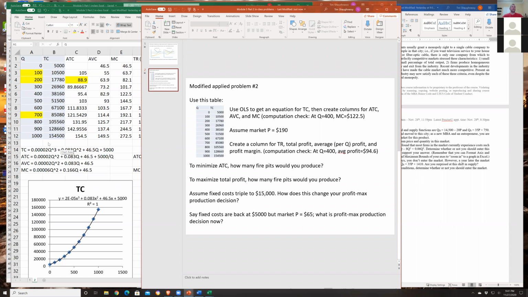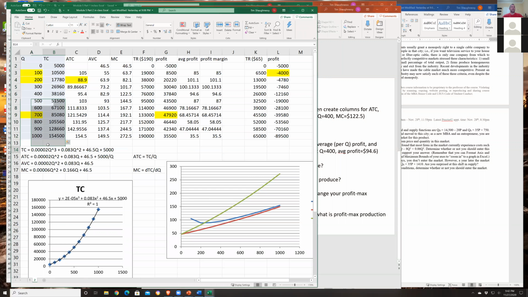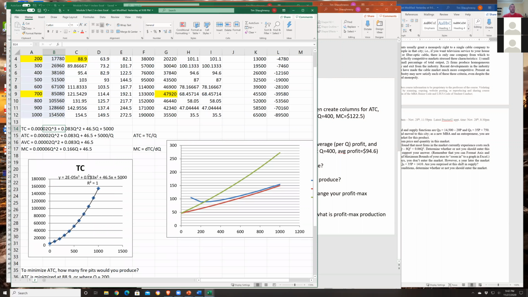The way I ask it, use OLS or regression or trend lines, whatever, to get an equation for total cost, and then make these other things. So you're going to have to either run a regression, or I just did the trend line with the equation and the R squared shown. You could run a regression and you'll get pretty much the same results.